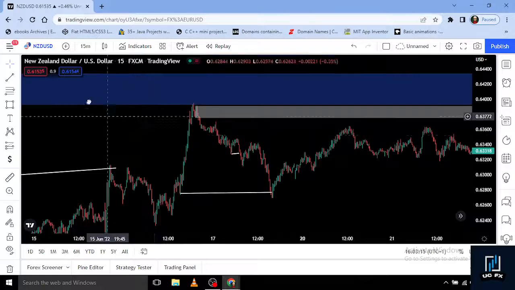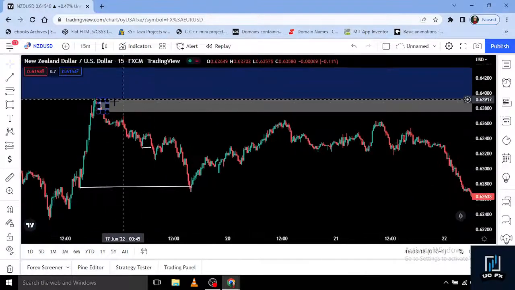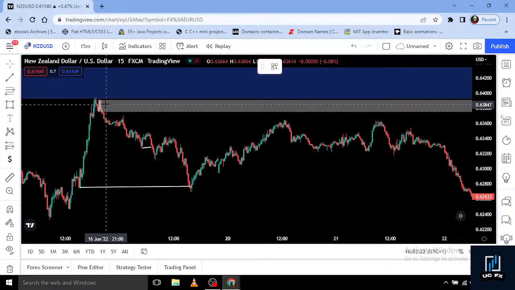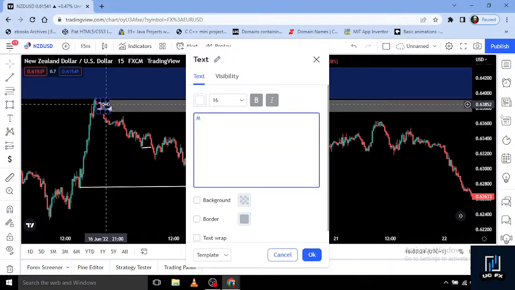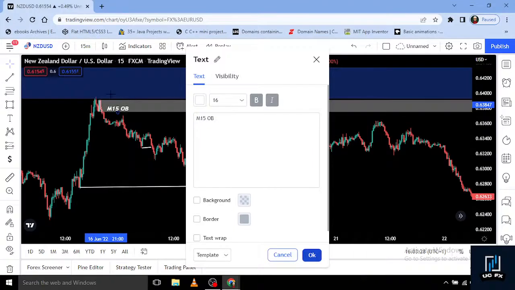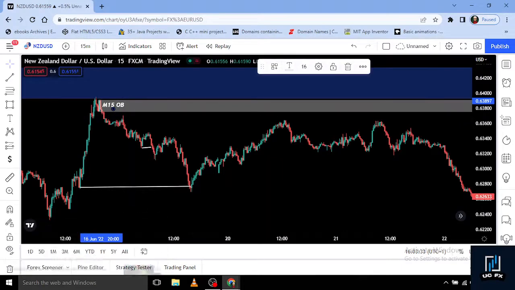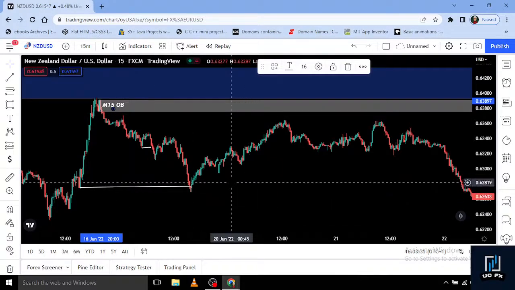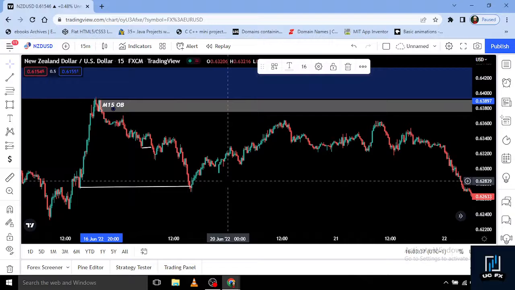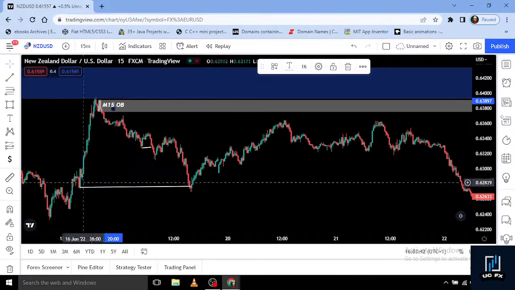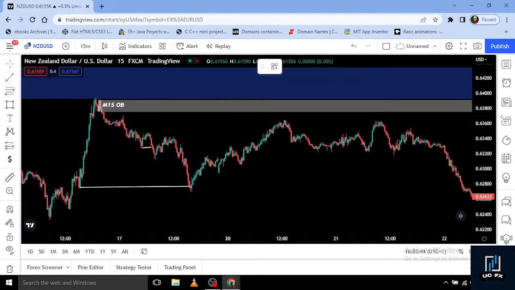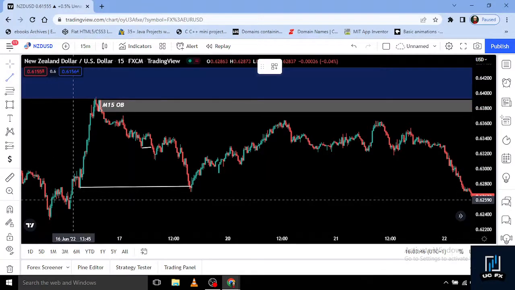Then after that, you need to wait for price to come back to this 15 minutes order block, M15 OB. Prior to that, you need to see liquidity taken out, just like I normally say. That's, I think, the fourth rule, if I'm not mistaken. So you need to find liquidity. Where is liquidity? Where are traders trapped?